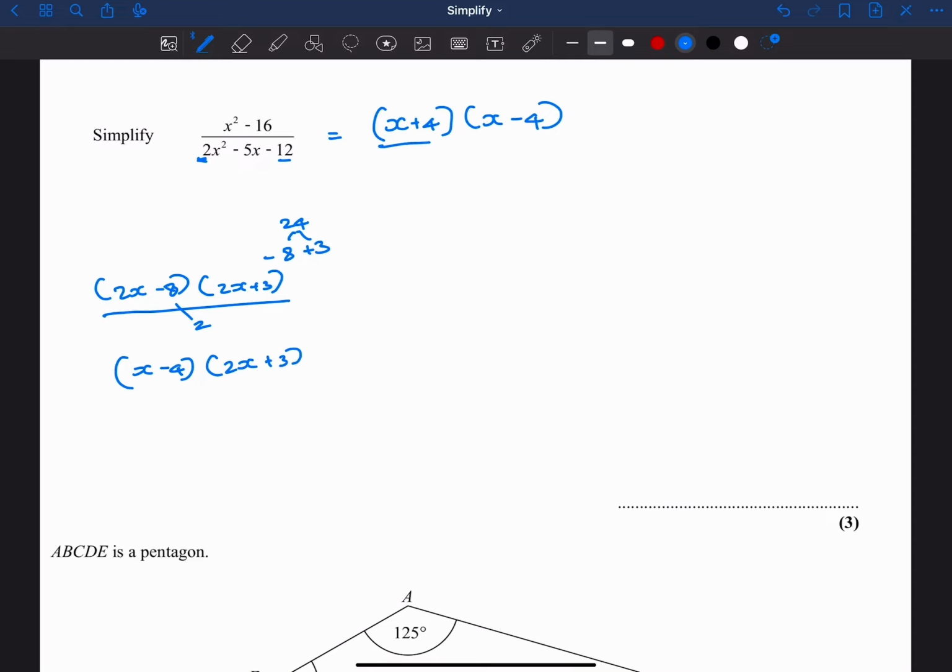Let's put it over here now: x minus 4 and then 2x plus 3. Now you look for the common factor that you can cancel, top and bottom. Or you can always cross off diagonally if you have a multiplication sign between two different fractions. But on this one, top and bottom is easy. What's my final answer? x minus 4 over 2x plus 3. Good. Next one.